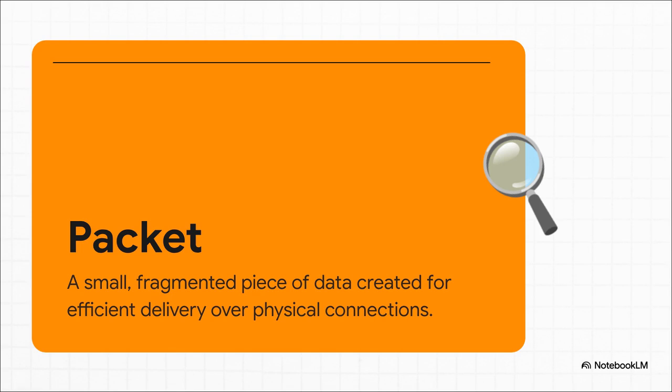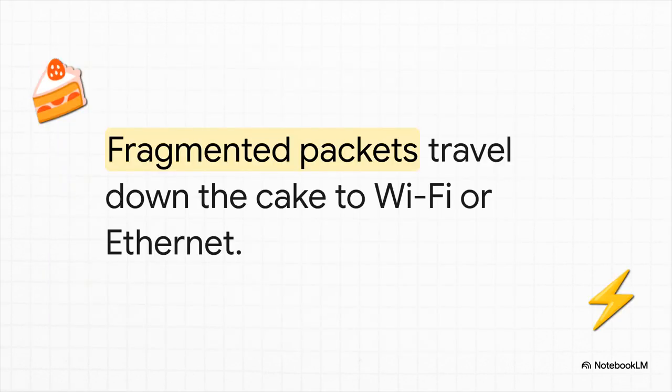To make that physical trip happen so quickly, we use packets. Your photo isn't sent whole. It's instantly fragmented into tiny, manageable pieces of data. These packets are optimized to squeeze through physical wires and wireless frequencies as efficiently as possible. And this fragmentation is exactly what allows the internet to handle massive amounts of global traffic without grinding into total gridlock.